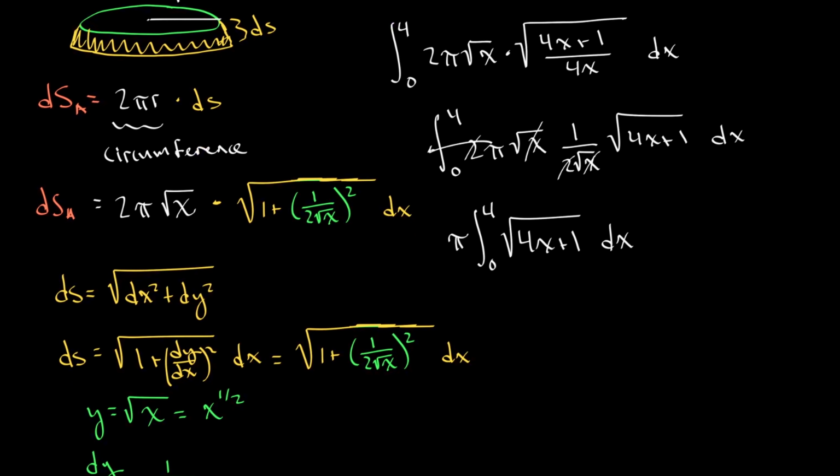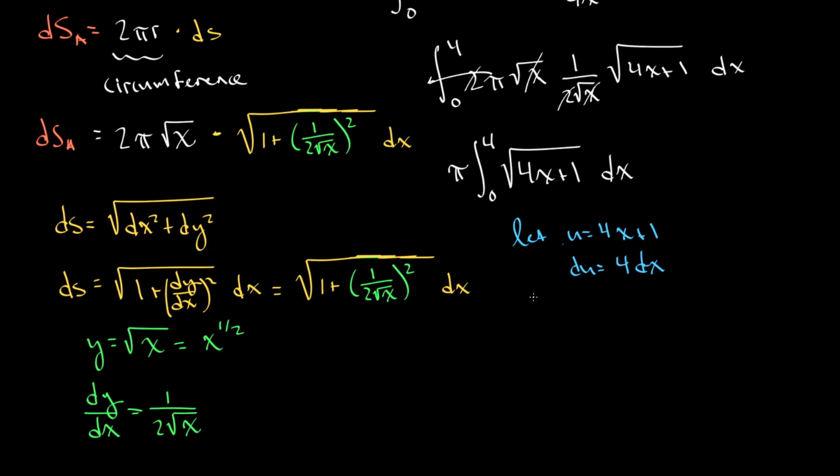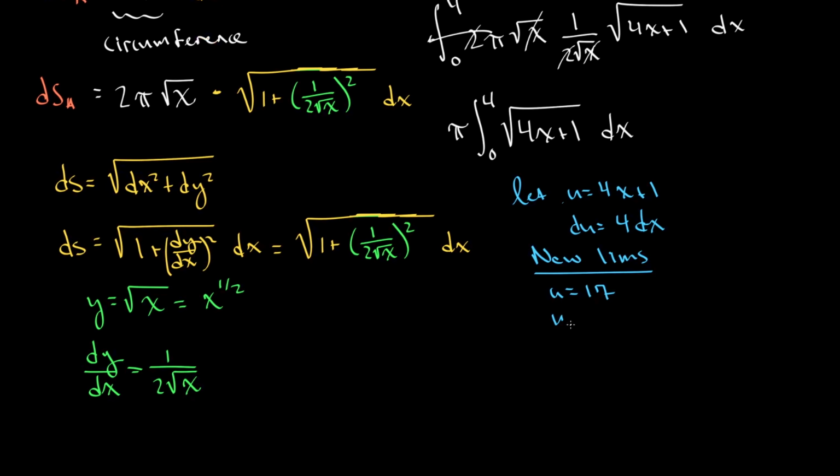So let me get a new color going here. We'll go blue, and we're going to let u be equal to 4x plus 1. And then du is equal to 4 dx. And let's get some new limits on here too. So let's get our new limits of integration. What do we have for an upper limit? Let's see here. That's going to be 17. So our u is equal to 17 as our upper limit. And then u is equal to, what is our lower limit? That looks like just 1. There's our new limits.